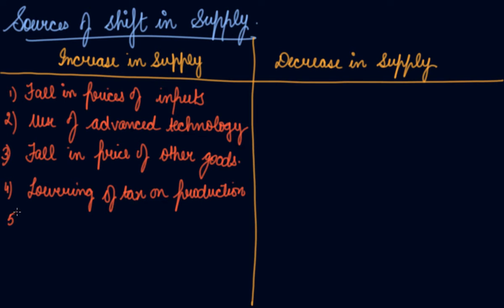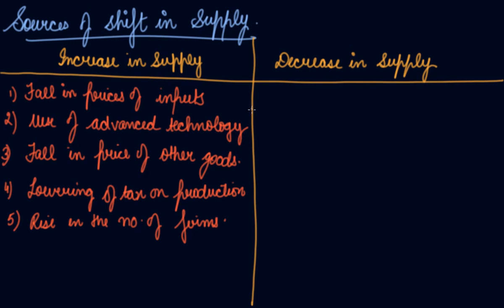The fifth one is rise in the number of firms. If your firms in the industry increases, then this will increase the supply.